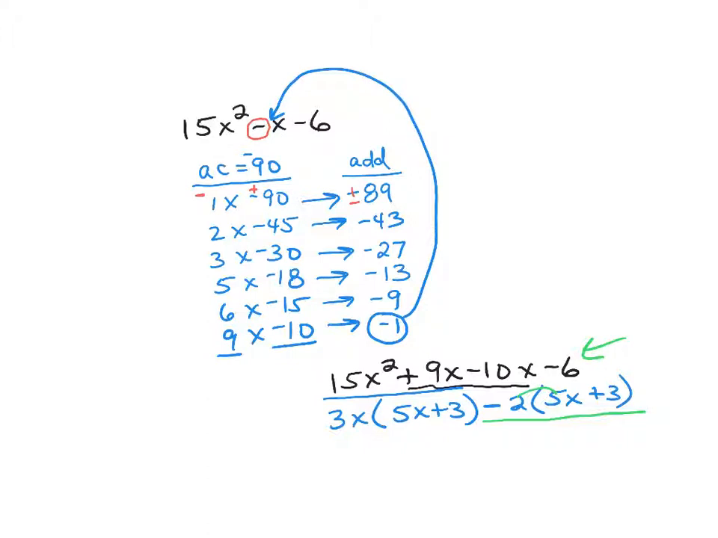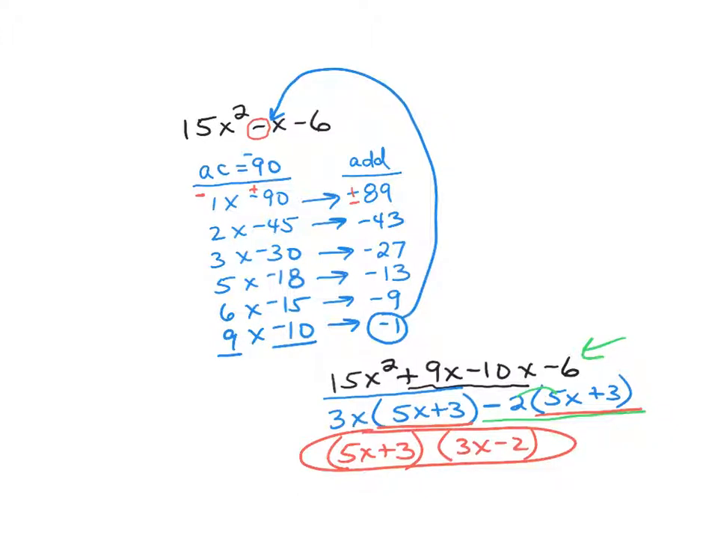So now I have a common 5x plus 3 in both of those terms. So I'm going to factor out the 5x plus 3 in the first term, leaving me with a 3x. I'm going to factor out the 5x plus 3 in the second term, leaving me with a 3x subtract 2. So the final answer to this is 5x plus 3 times 3x minus 2.